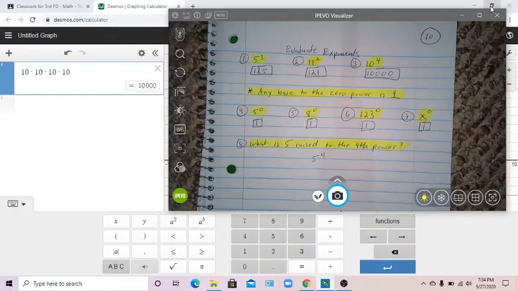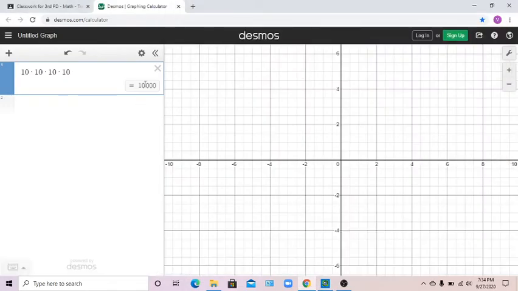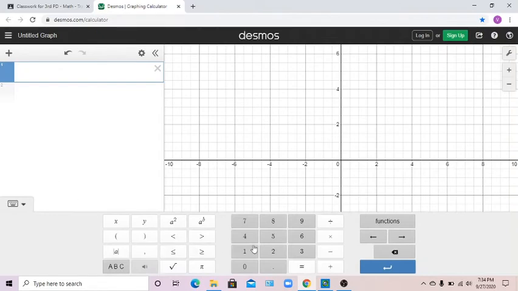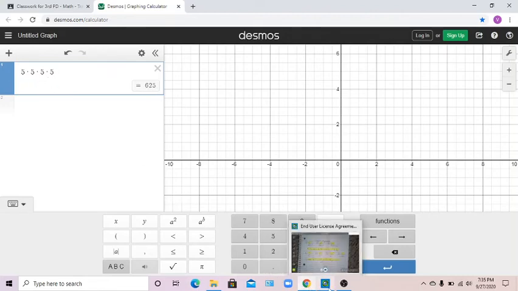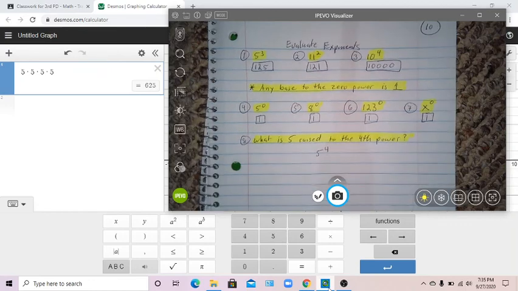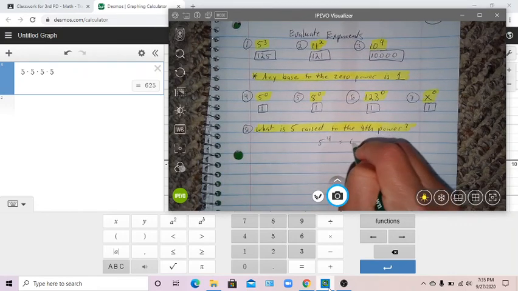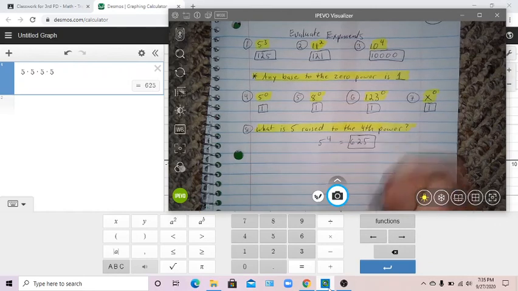Okay, so we'll go to our calculator. 5 to the 4th power, so I'm going to X out of this. Alright, and I need to type in 5 to the 4th power. 5 times 5. Alright, that's 25, but I need 4 of them. Times another 5. Times another 5. That's 625. 5 to the 4th power, okay, is 625. So go back to this. Type in 625. Okay.